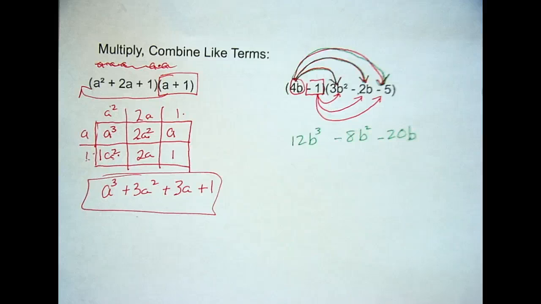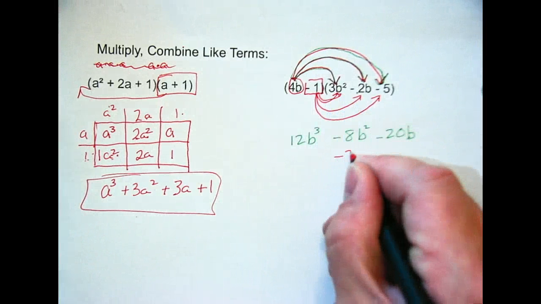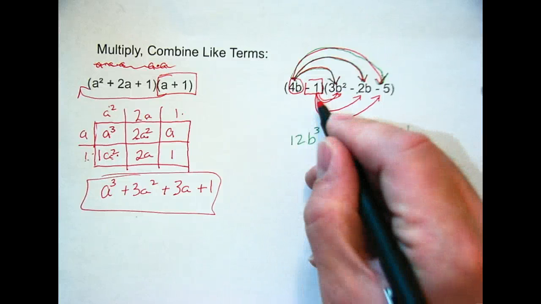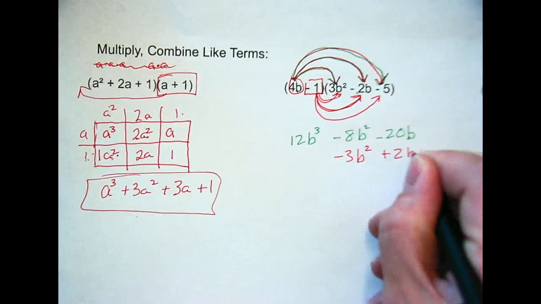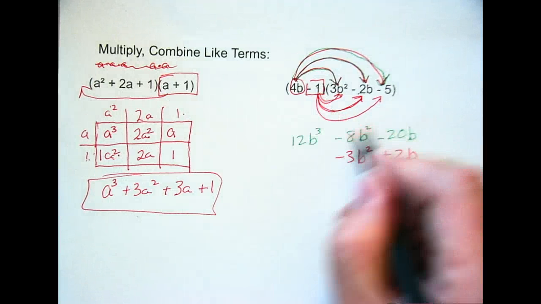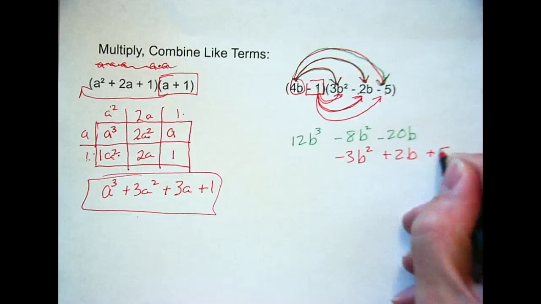Now -1 times 3b squared is -3b squared. Negative 1 times negative 2b is positive 2b. And negative 1 times negative 5 is positive 5.